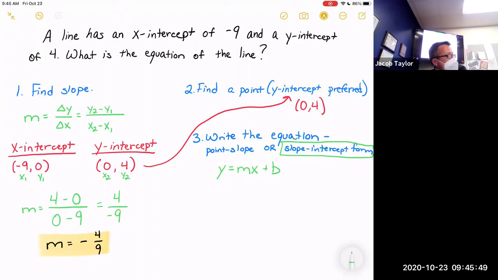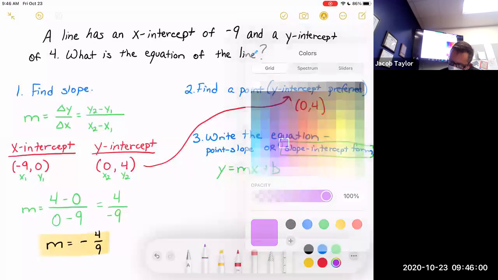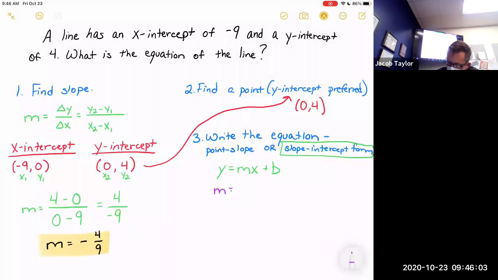I don't retain information. I think I've nailed it so far. No mistakes. You don't see any mistakes, right? No? No mistake? Okay. So the m in this problem should equal negative 4/9. And the b should equal, what was the y-intercept? Oh, 4. See any mistakes? No.